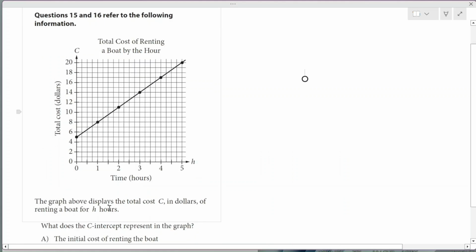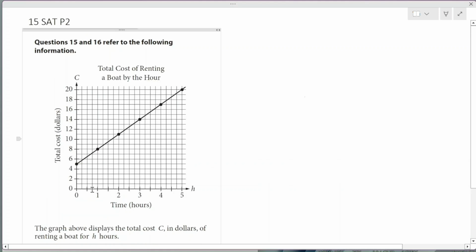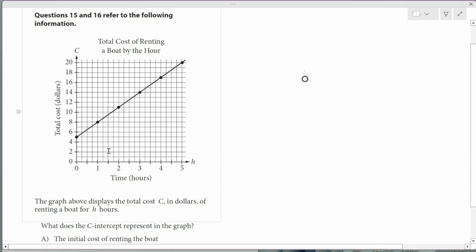The graph above displays the total cost C in dollars, that's the total cost C in dollars on the y-axis, of renting a boat for each hour. This is the hours, each hour on the x-axis. Looking at that graph, 1 hour you pay $8, 2 hours you pay $11, that's in between 10 and 12. 3 hours you pay $14, 4 hours you pay $17, 5 hours you pay $20.